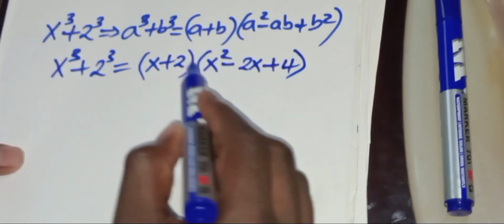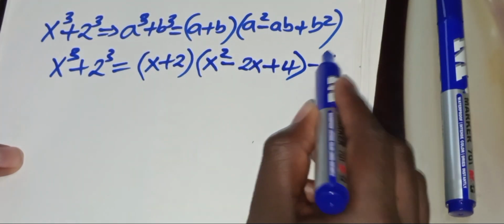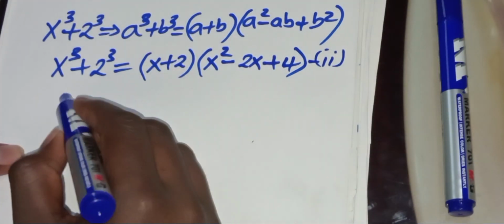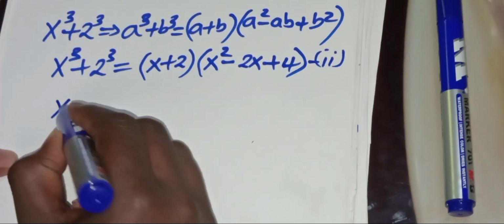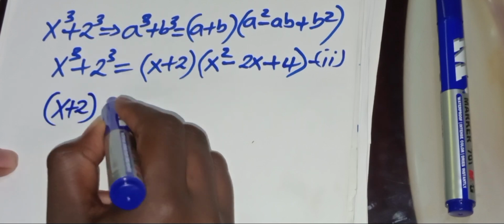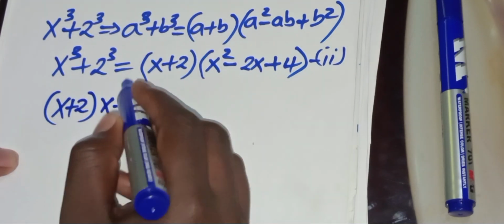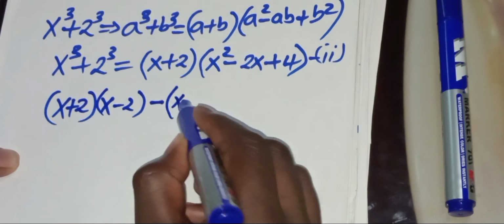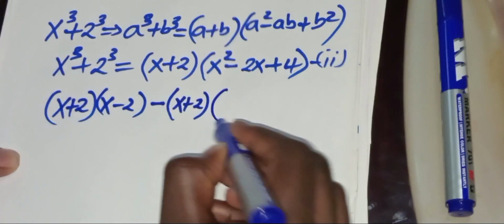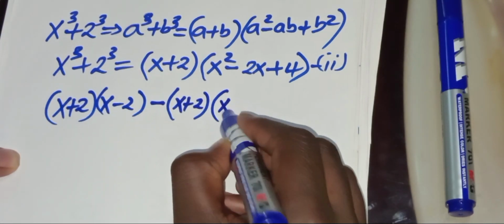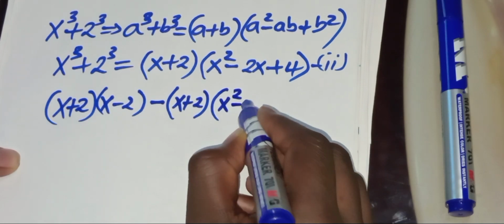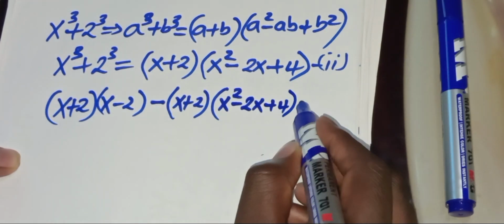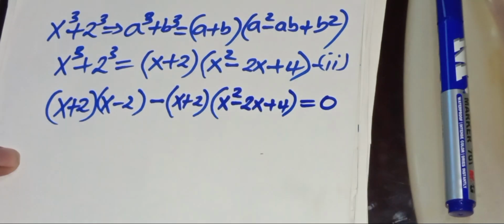So this is the second part. Let's combine: that is x plus 2 and x minus 2, subtract x plus 2 into the parentheses x to power 2 subtract 2x plus 4, equal to 0.